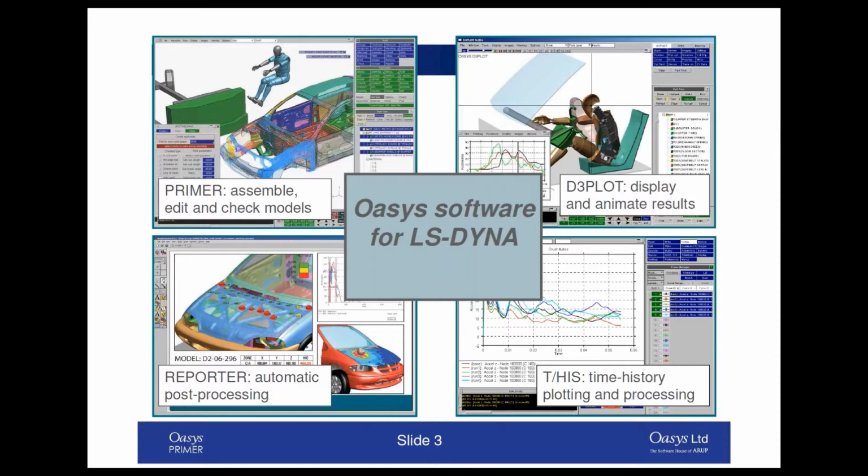In addition to PRIMER, we also have some post-processing tools. One is D3plot, that's our tool for displaying and animating results. We also have THIS, which is a time history plotting and processing tool. Then we have Reporter, which is an automatic post-processing tool for creating reports following different analyses. And Reporter brings together all three of the other software into one single package.